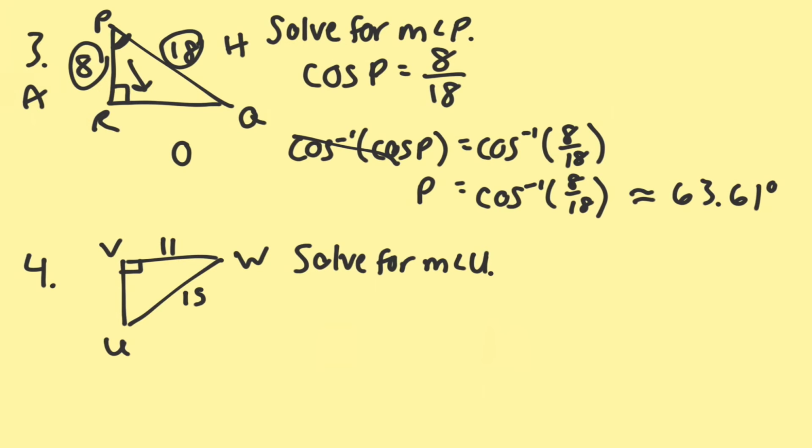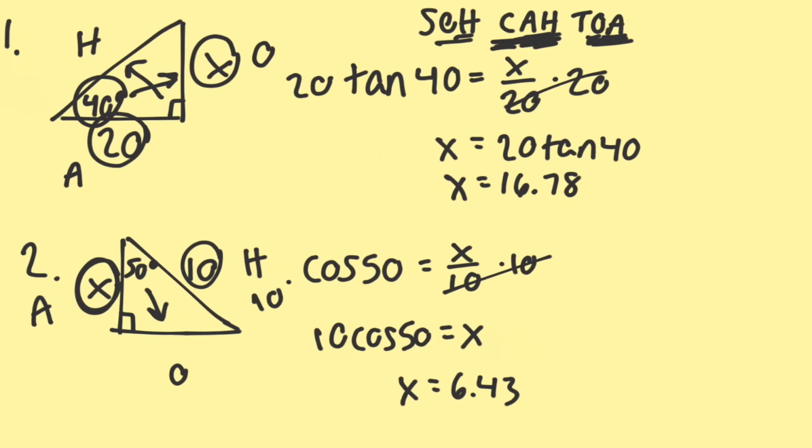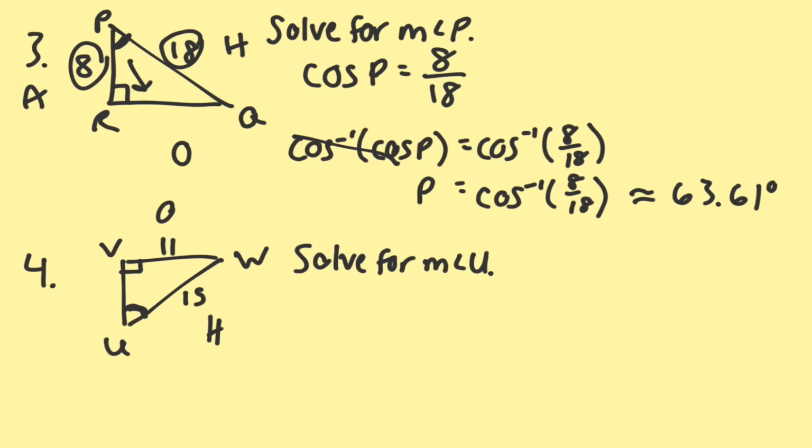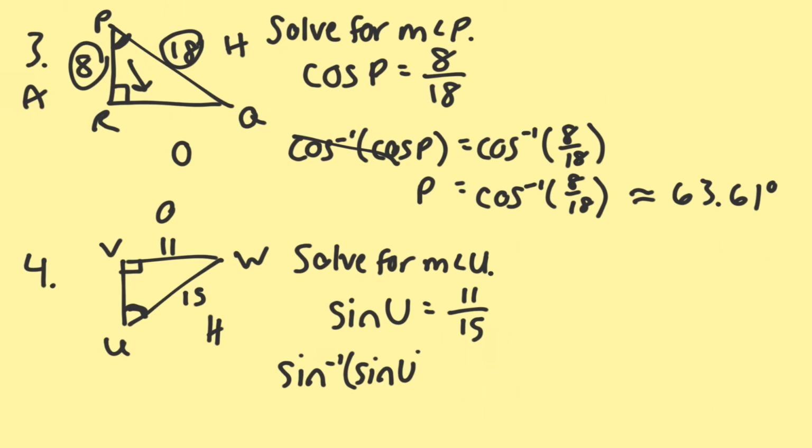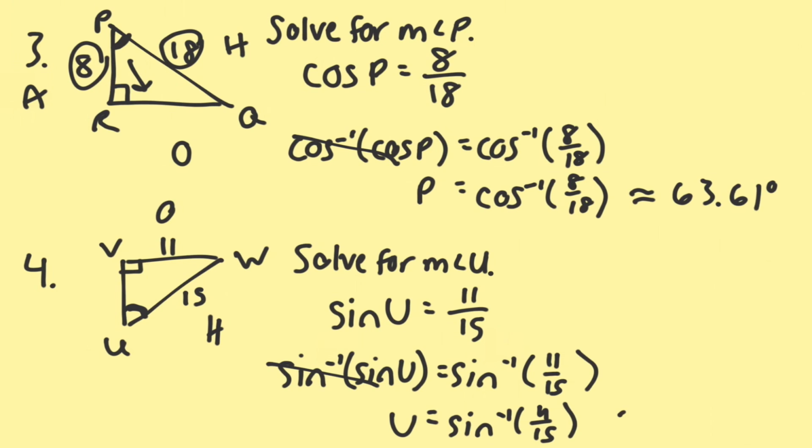Here we want to solve for the measure of angle U. So we have opposite and hypotenuse, that's sine. So the sine of the angle, sine of U, is 11 opposite over hypotenuse. Again, we need to inverse sine both sides to get rid of the sine on the left. And when you do that in the calculator, you get about 47.17 degrees.